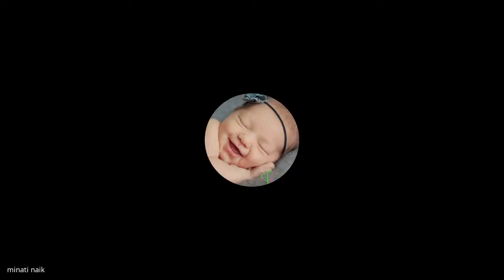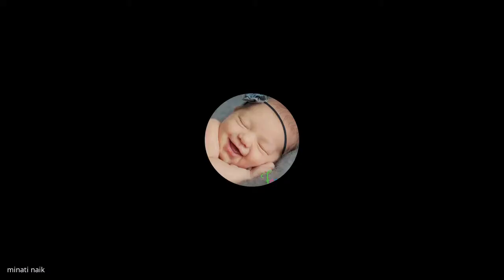Minati Naik, Minati Naik. Yes sir. Do you understand or not? Sir, yes sir, I understand. You have given a photo, a child is sleeping in it. I think you are not able to understand. If you are not able to understand, ask me a question.